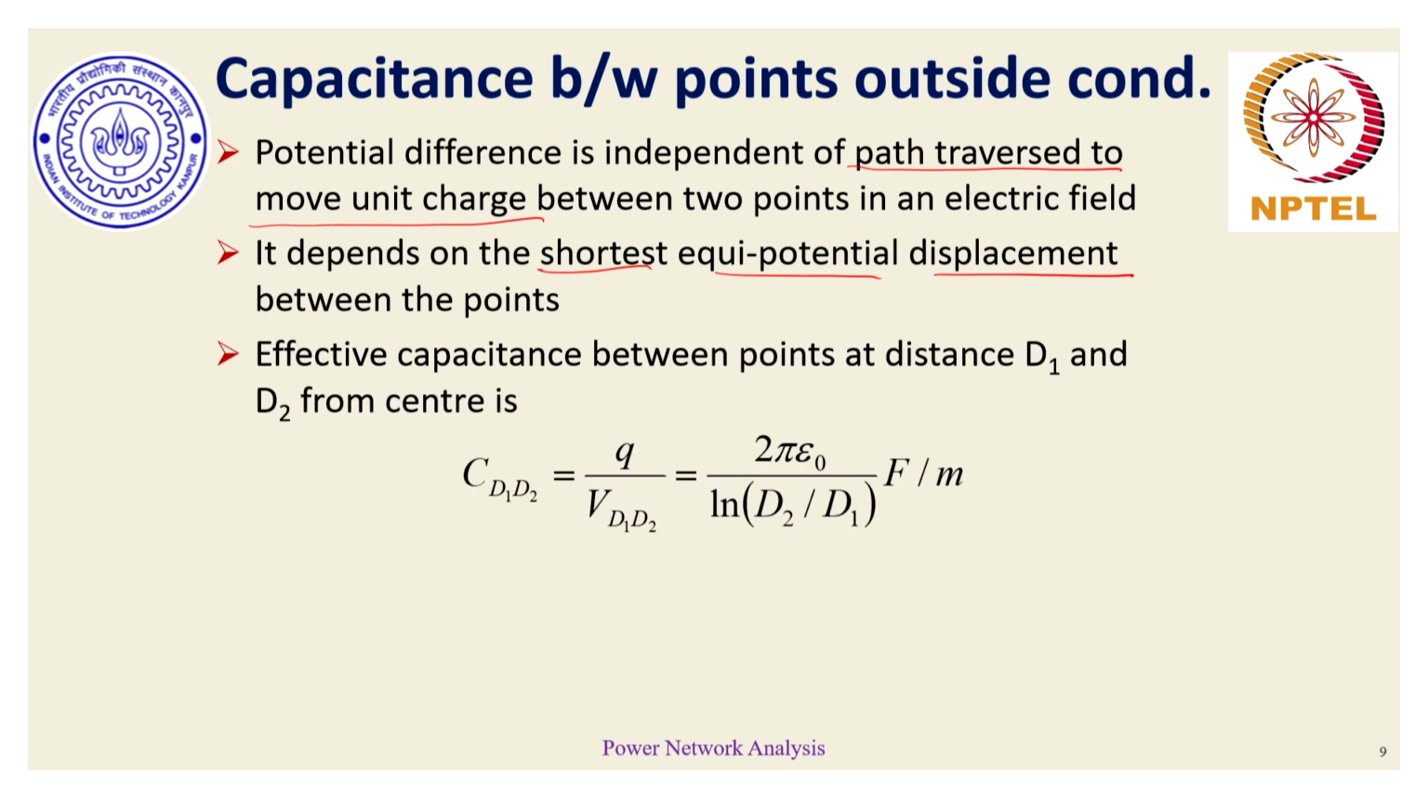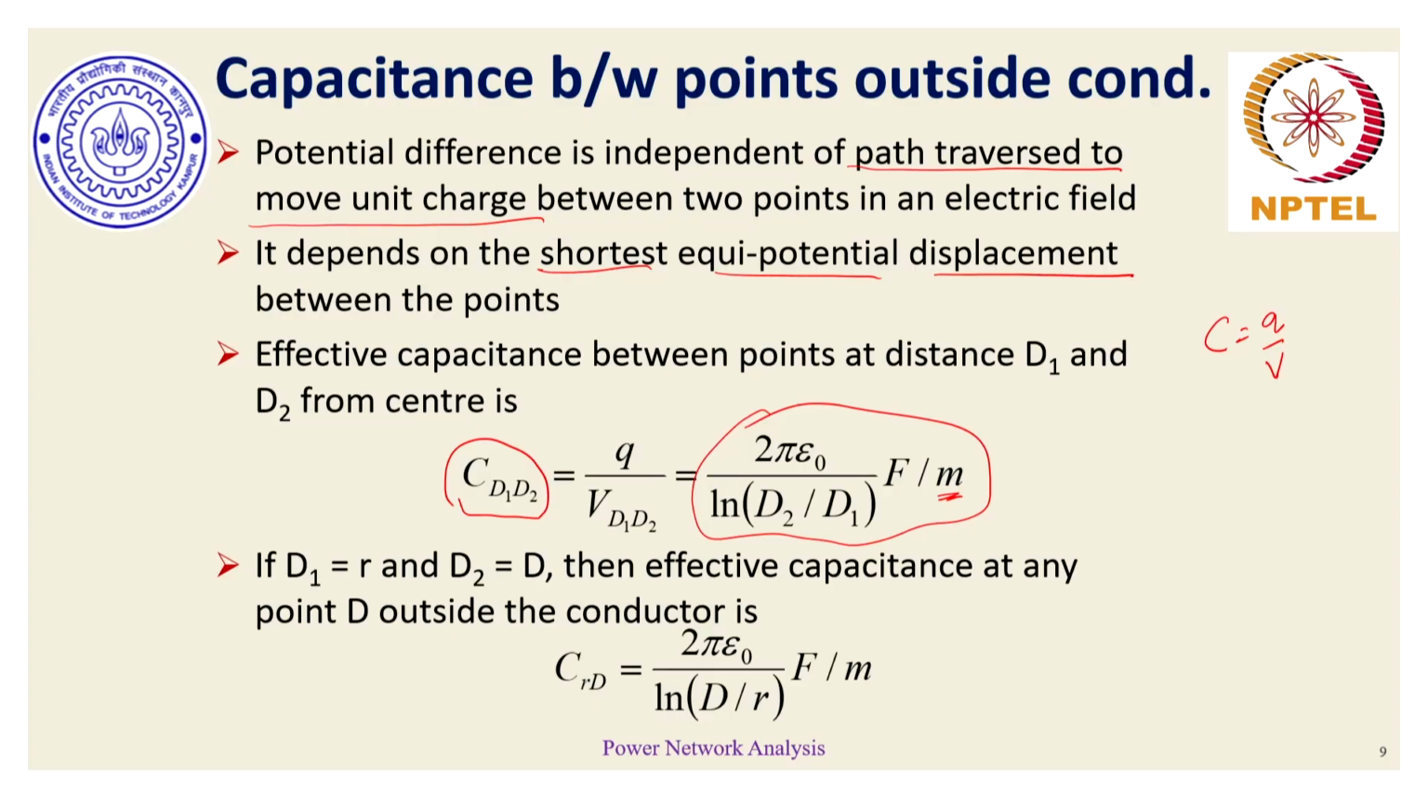And as you recollect, C was Q by V. Q is the reason why all this is existing. So once we know these 2 points D1 and D2, the capacitance between these points D1 and D2 would be Q by the potential difference, which is this beautiful expression in terms of farad per meter. Why do we have farad per meter? Remember, we had considered the conductor length to be 1 unit.